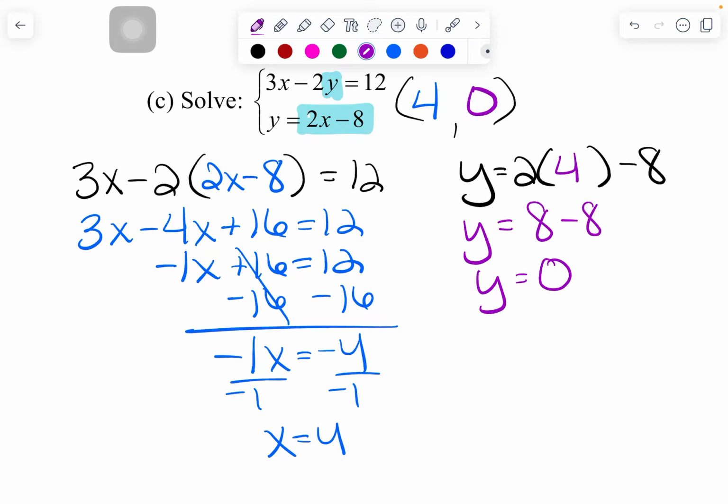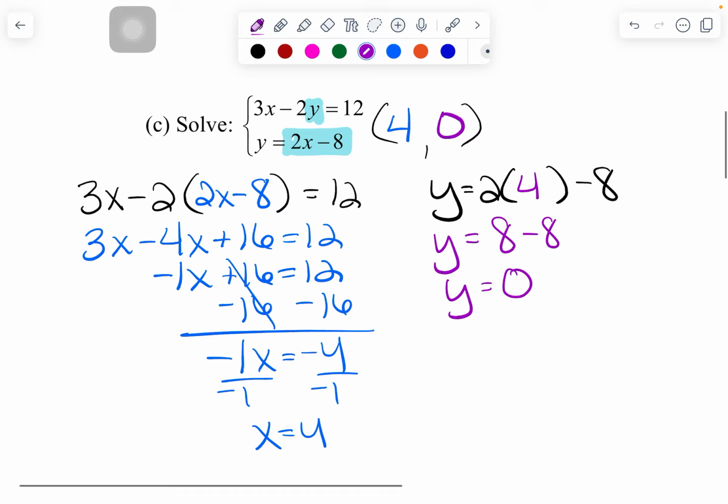It is okay for y to be equal to 0. There's nothing wrong with that. You could, of course, have a point that intersects anywhere on your coordinate grid. This one just happens to be on the x-axis at the point (4, 0).